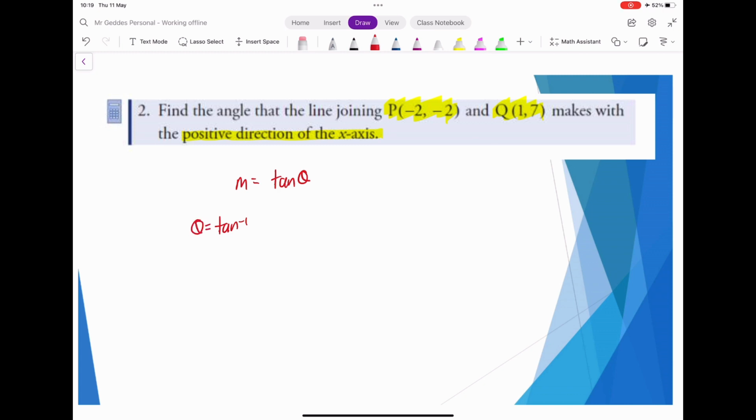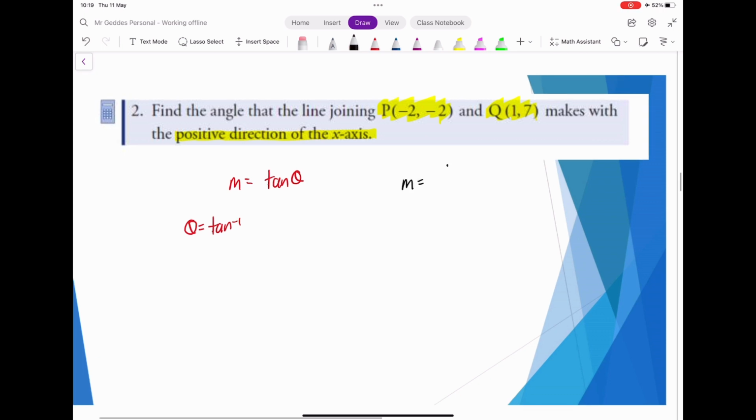So the way to find the gradient, which we'll do in a second, is to use our other formula, m equals y2 minus y1 over x2 minus x1, and to sub in our values. So 7's gone in, and we're taking away, watch for the double negative, minus negative 2, over 1 take away negative 2. So that's going to give us 9 over 3, which is going to give us, 9 divided by 3 is 3. So the gradient is 3.